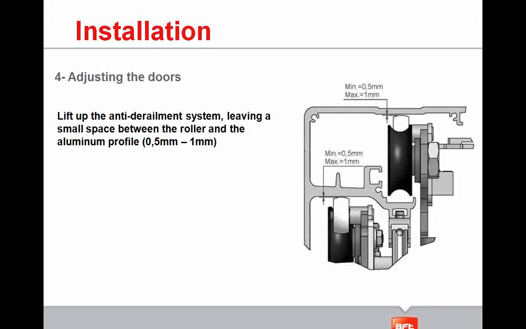Then you fix all the chariot in the correct position. Remember to leave 0.5, maximum 1 millimeter to the top of the automation. So between the anti-derailment wheel and the top of the automation, you need to leave 0.5 to 1 millimeter. It's very important for the slow speed chariot, and also for the fast speed chariot, the same.